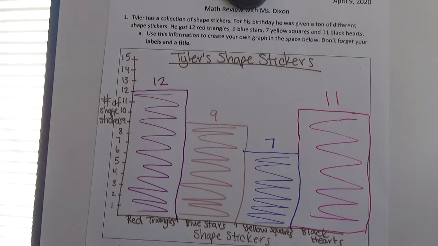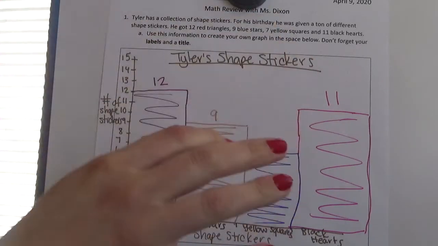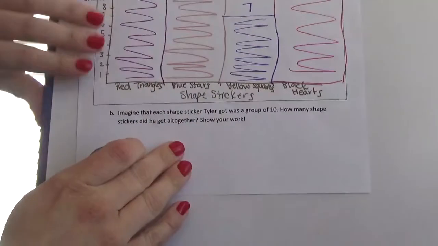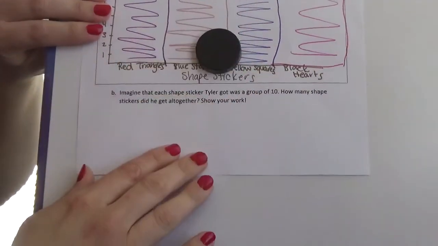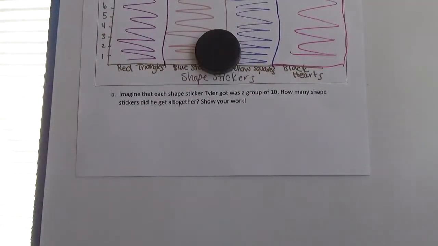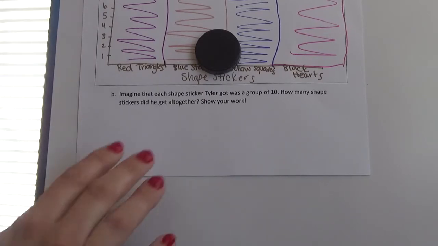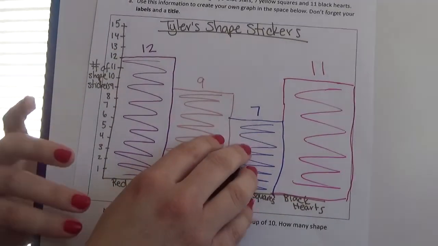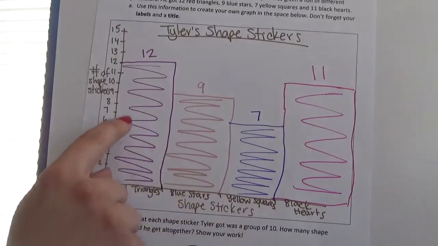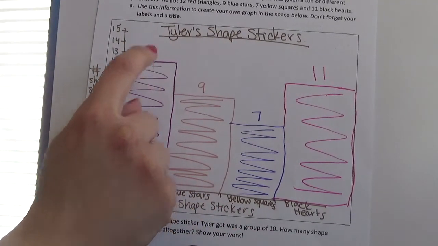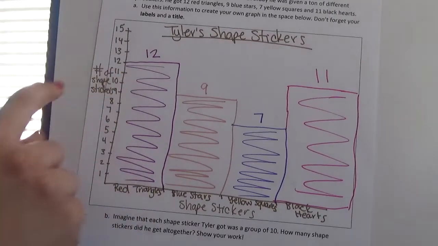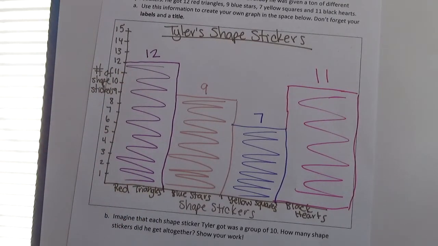The second problem for today that we're doing together, and it's the last problem that we're doing together, is a question at the bottom of my page that says, imagine that each shape sticker Tyler got was a group of 10. How many shape stickers did he get all together? So that means, taking a look at our bar graph, not only did he get 12 red triangles, he got 12 groups of 10 red triangles.